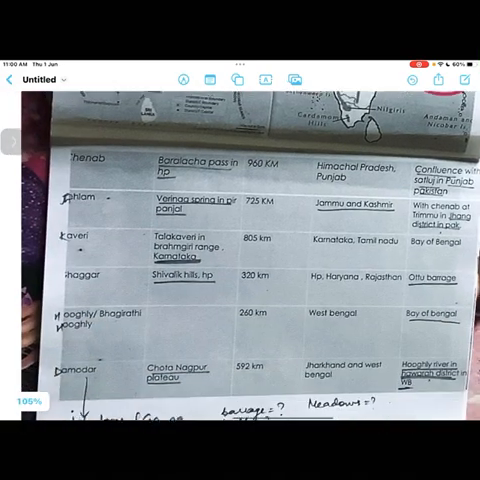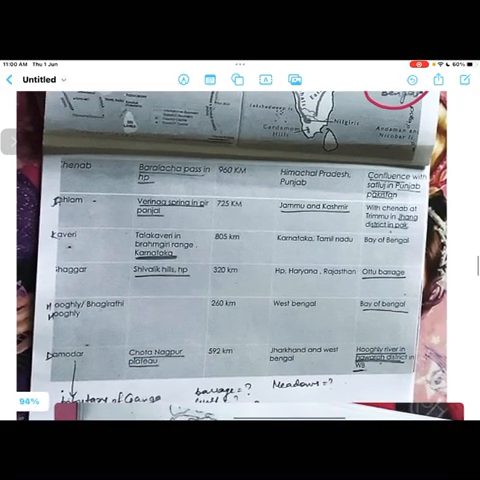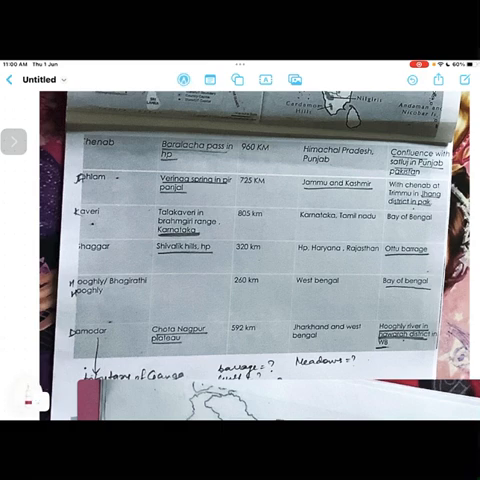And then next, let us talk about our other rivers. Next is the Chenab river. It originates from Baralacha Pass in Himachal Pradesh, and it is 960 kilometers in length. Same, passing through Himachal Pradesh and Punjab and confluencing with the Satluj in Punjab, Pakistan.